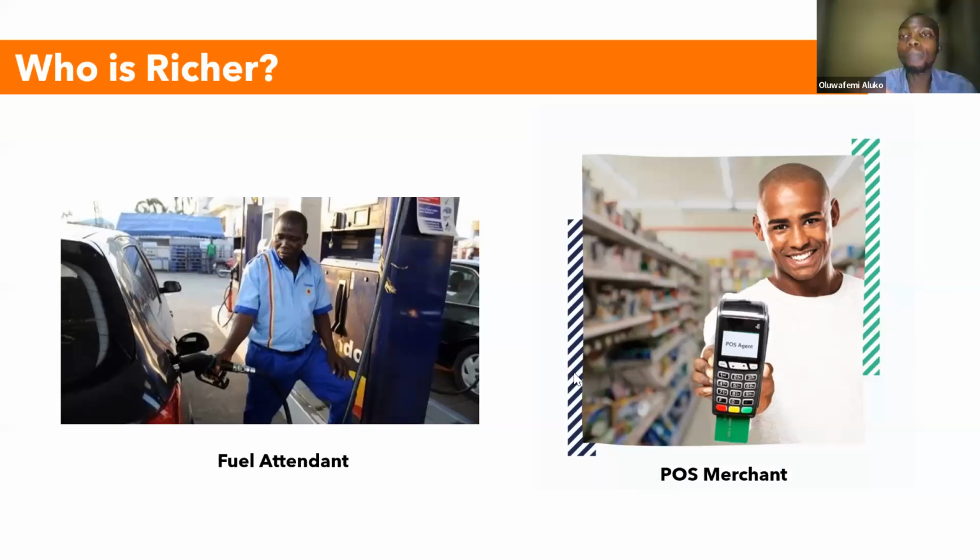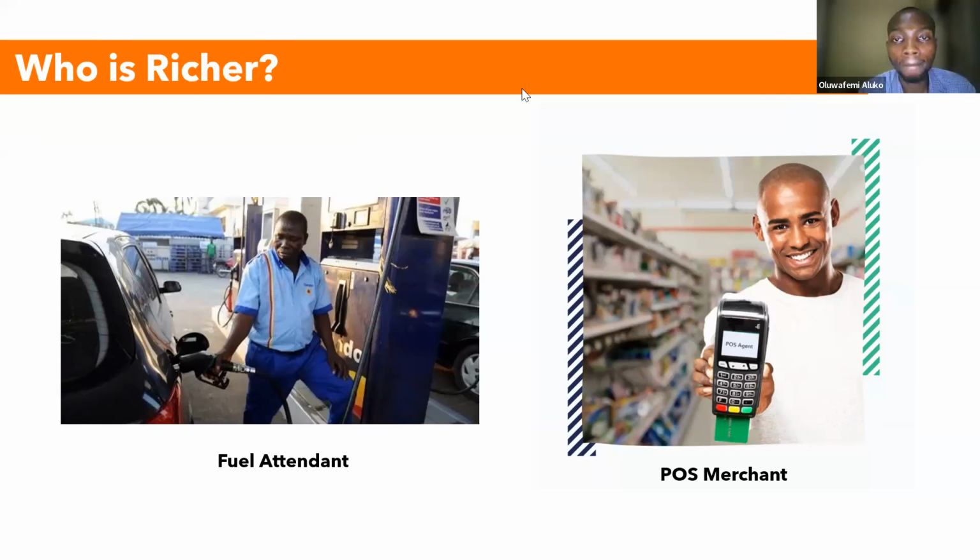Now, let me ask you, everybody, you can unmute, because I want you to tell me the reason why you think this is your answer. Who is Richard presently in the present Nigeria, in the states that we're in? Who is Richard? A fuel attendant or a POS merchant? Please, I want you to unmute and tell us. Who do you think is Richard? And please, don't just tell us, tell us why. Okay, I can see Joy. Joy, go ahead and speak.